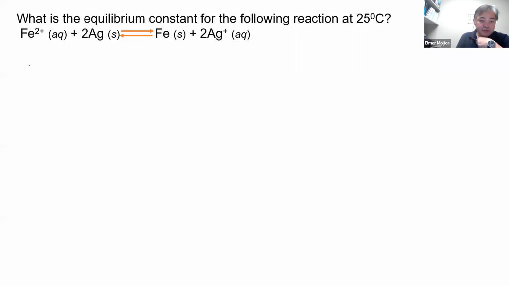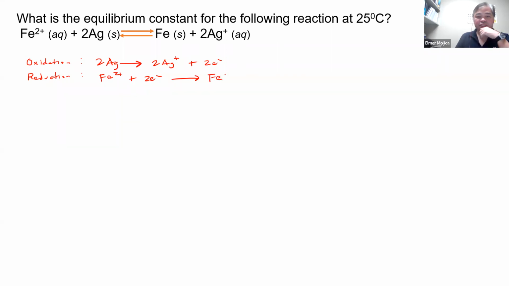reaction. So based on this one, the one that is happening in your anode, which is the oxidation, would be your silver producing 2 silver ions, and we could say the 2 electrons that we have there. The one that is happening in the cathode is the one that is reduction. So you have Fe2+ + 2 electrons producing Fe.